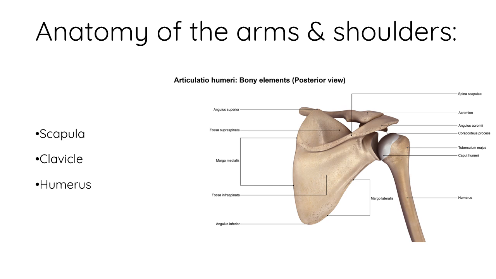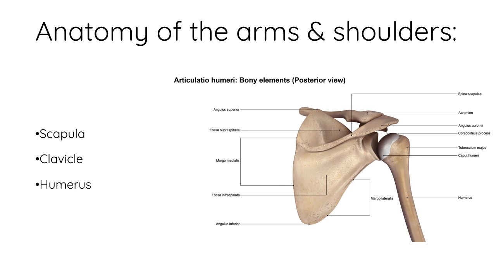Let's go ahead and take a look at the anatomy of your arms and shoulders. As always, it's not important to memorize any of these structures. I just want to give you a visual of what things look like inside your body. What you can see here is your shoulder joint. It has been completely separated from the body. So this is your shoulder joint isolated, not in situ.